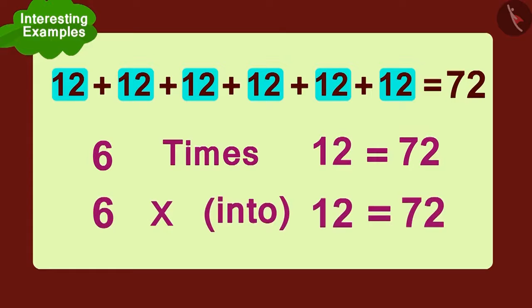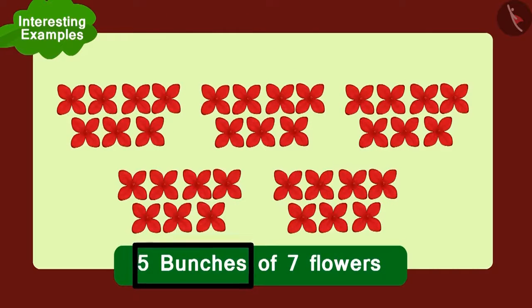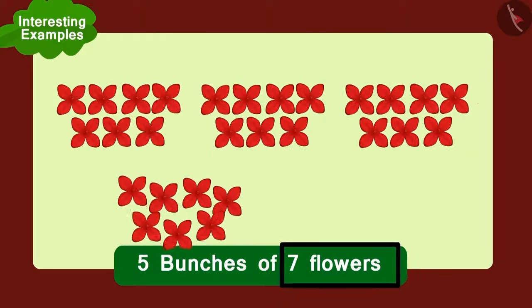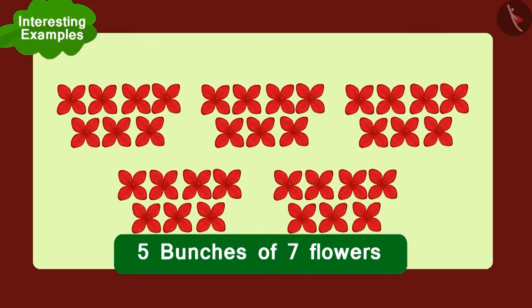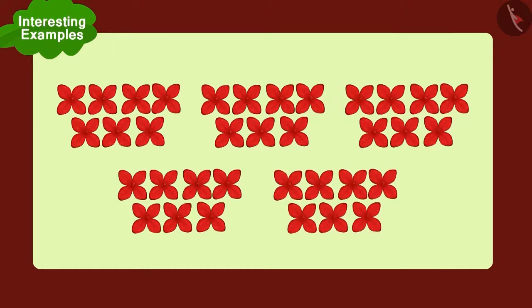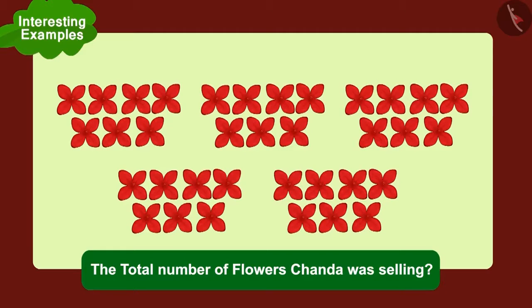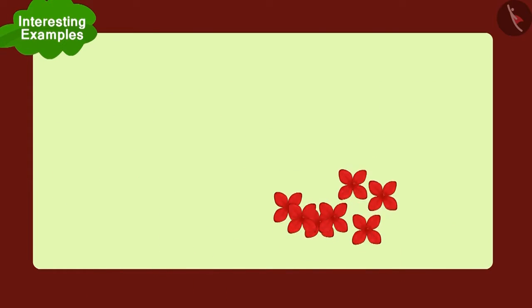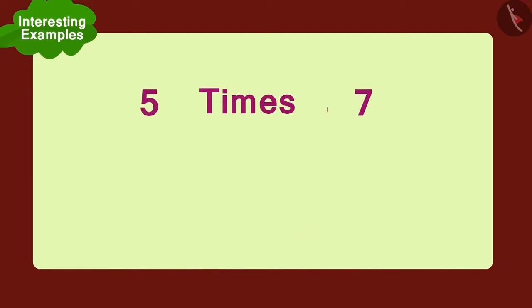multiplied with 12. At the same time, Chanda was selling 5 bunches of 7 flowers each. Children, can you tell the total number of flowers Chanda was selling? 5 times 7, or 5 multiplied with 7. We can write it like this.